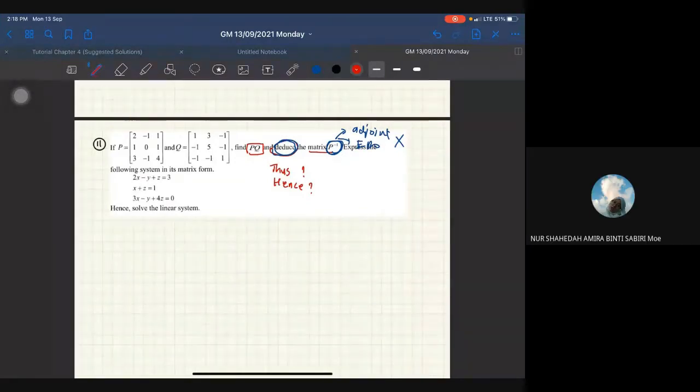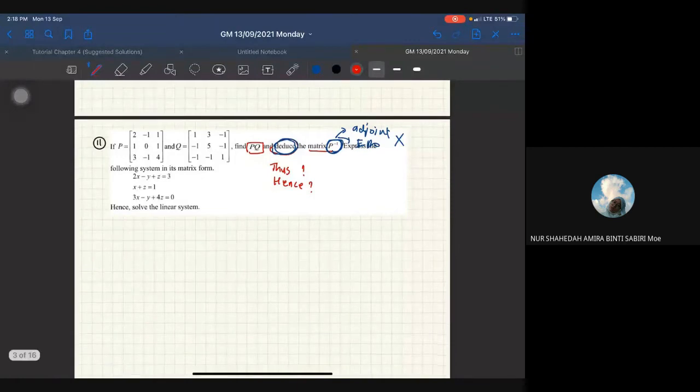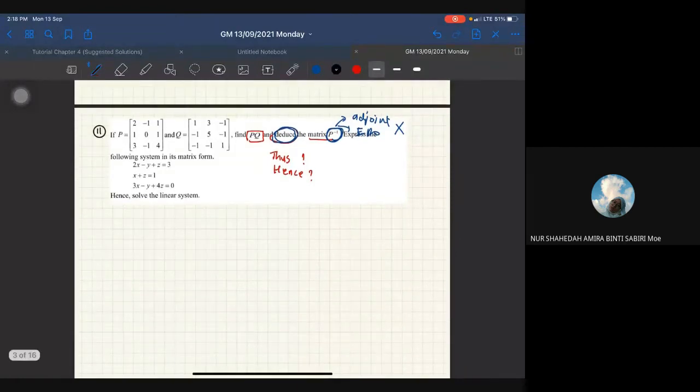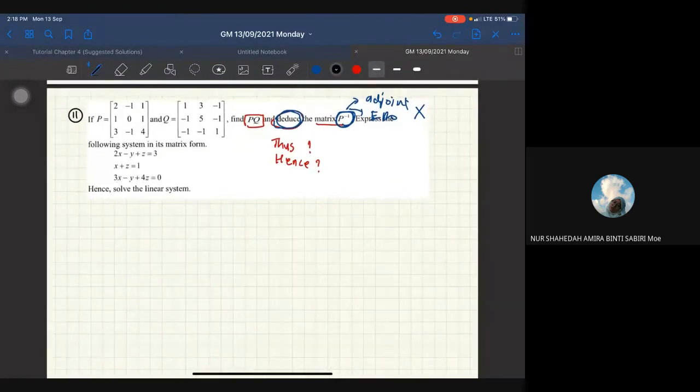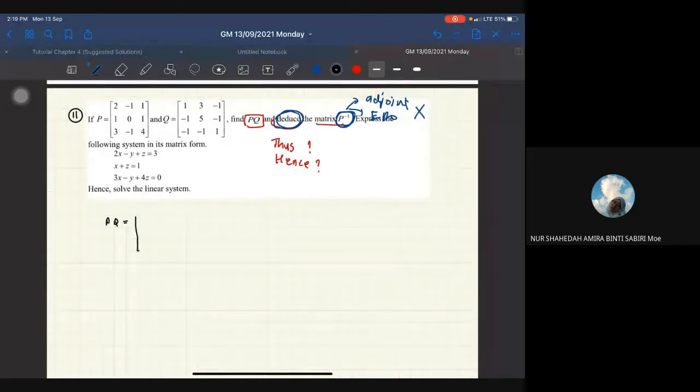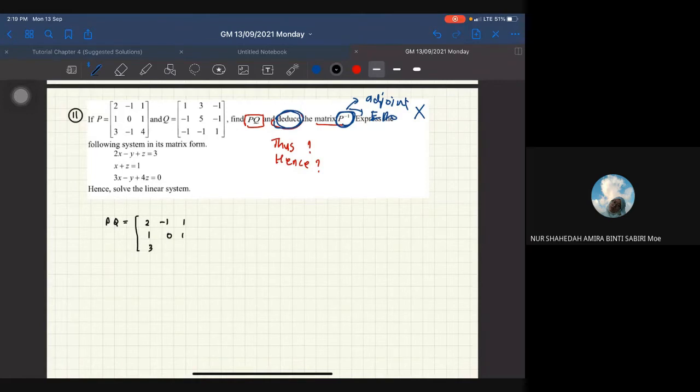Okay, so PQ just masukkan saja. Salin balik awak punya matrix. So we have 2, -1, 1, 1, 0, 1, 3, -1, 4. Okay, that is P, and then you have Q, 1, 3, -1, -1, 5, -1, -1, -1, 1.